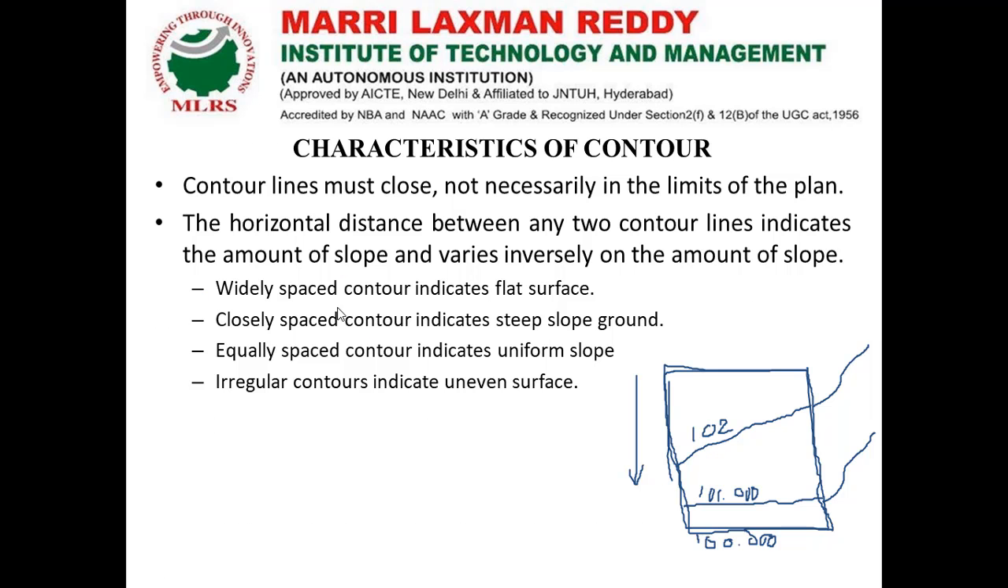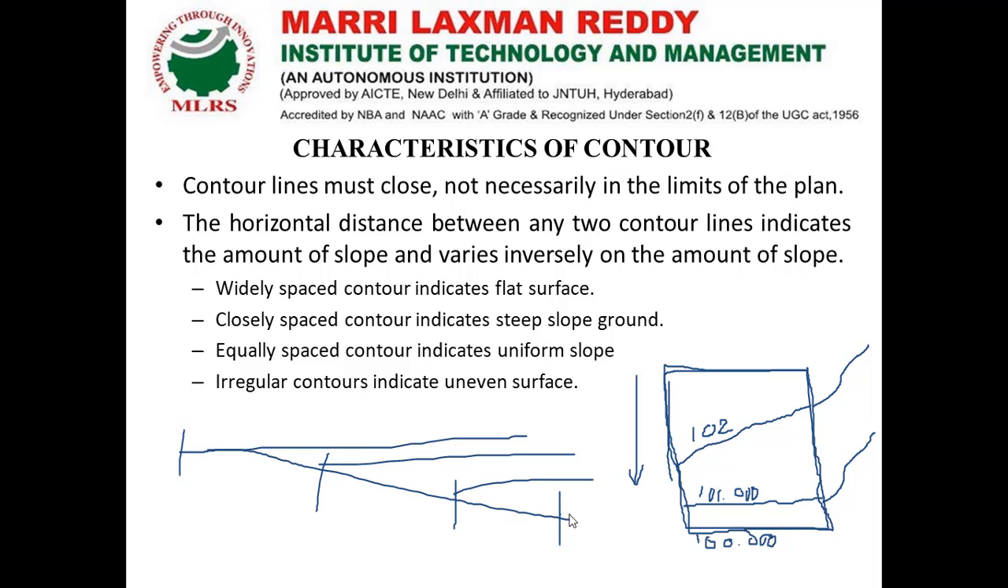Widely spaced contours indicate a flat surface, as we all know. Closely spaced contours indicate steep slope ground. Equally spaced contours indicate uniform slope, which means from here, here, here, like this. My level of ground is uniformly spaced, so automatically 100, 101, 102, 103. So my ground has a uniform slope.